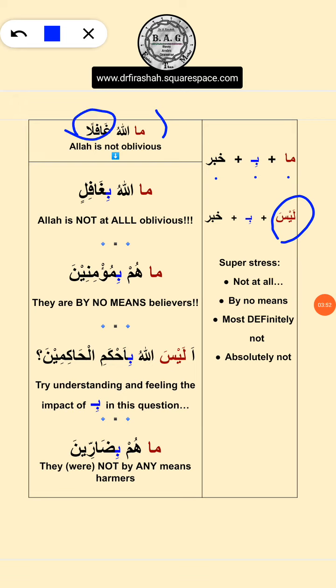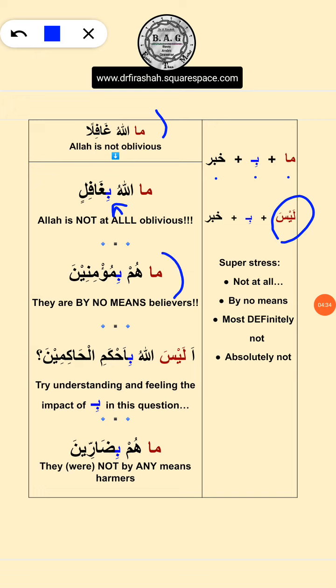All right, now Allah is not oblivious. Now you want to put even more stress that by no means is Allah oblivious. So what are you going to say? You're going to simply add this b to the khabar, and then it would become mallahu bighafilin. Okay, Allah is not at all oblivious. Okay, you can simply feel this thing because you can't exactly capture these things. But once you understand the implication of these formations, then you would feel much more comfortable in Arabic, inshallah. All right, next example.